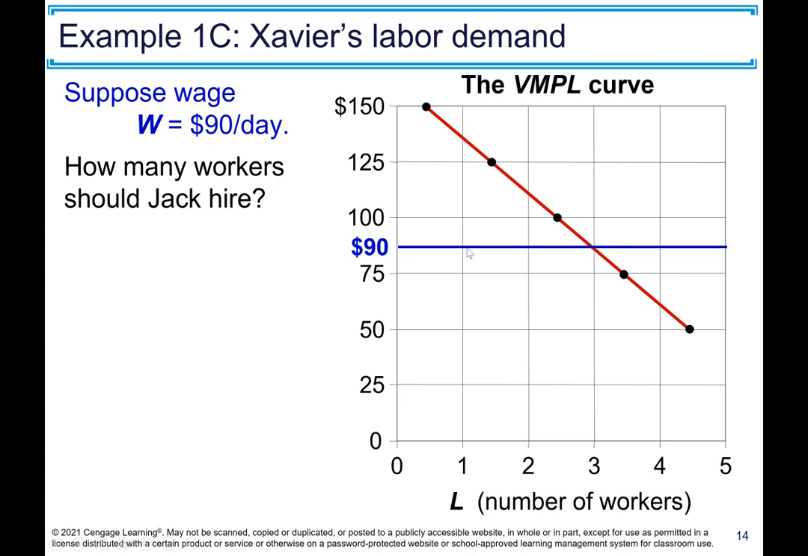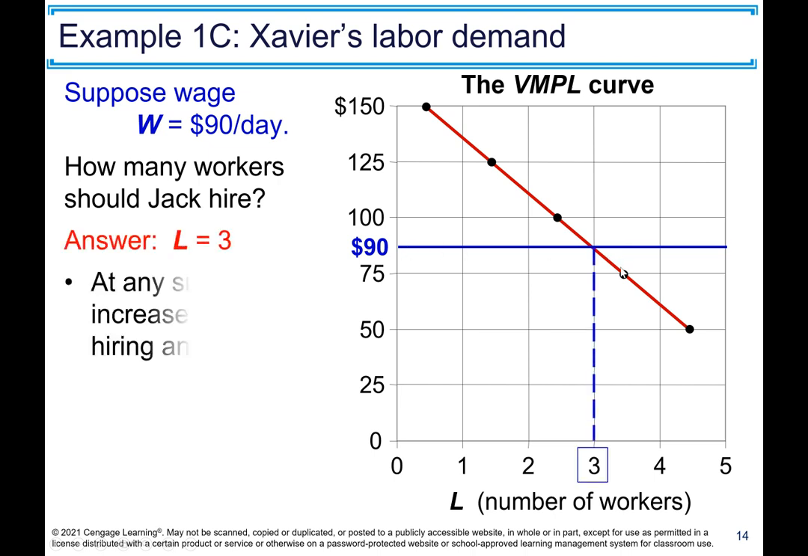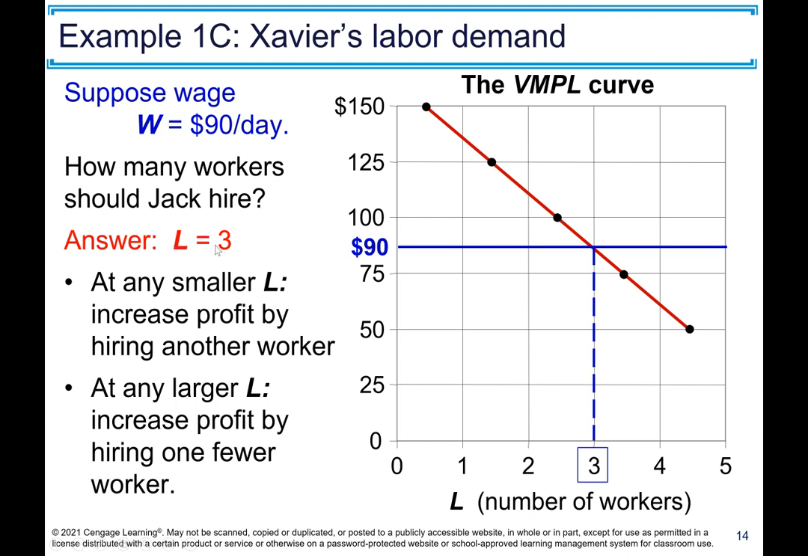You plot the $90 into the graph, and Xavier should hire 3. At any smaller L, smaller than 3, he can increase profit by hiring another worker. So if you're at 2, hire the third person. At any larger L, say at 4, he can increase profit by hiring one fewer worker. So if you are at 4, reduce labor to 3.